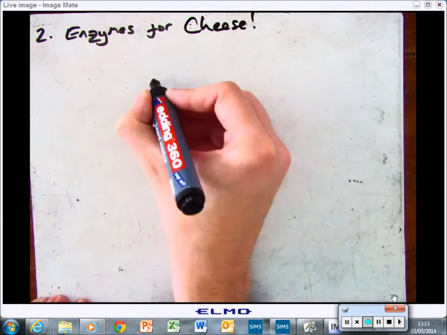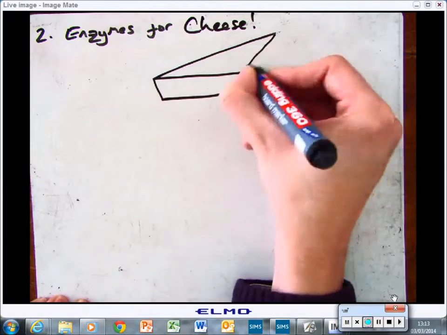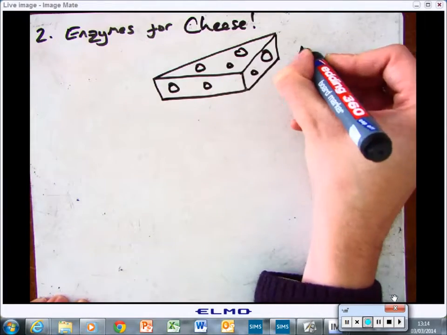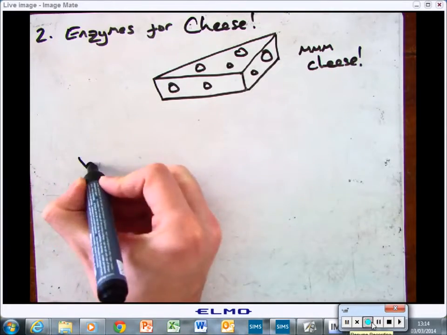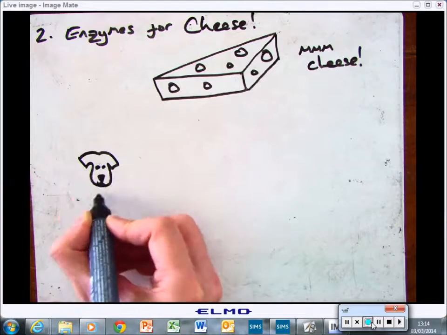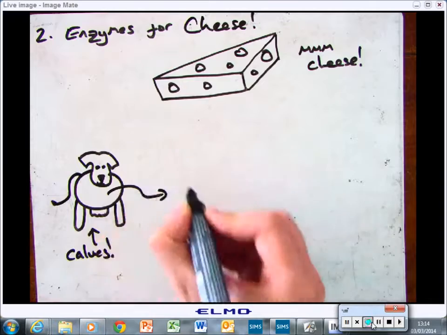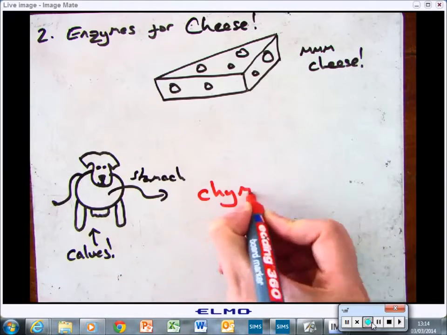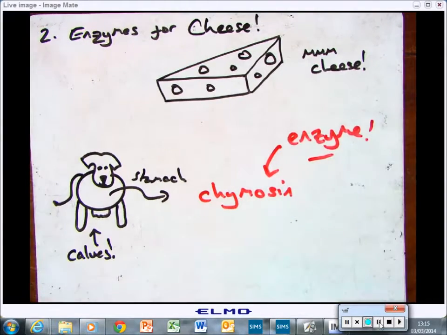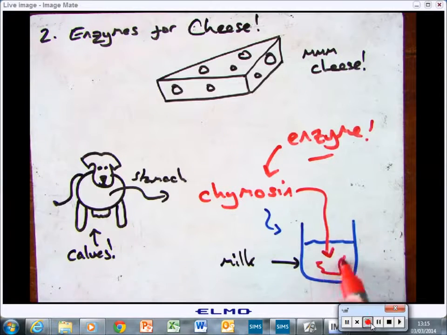The third use for enzymes then is chymosin. Chymosin is something that's used to produce cheese. The enzyme itself, chymosin, is usually found in the stomachs of calves, and it's found in a substance called rennet, R-E-N-N-E-T. So they'll take that out and put it into milk, which helps to clot it, which starts to turn it into cheese.